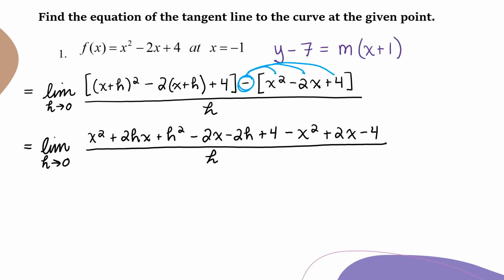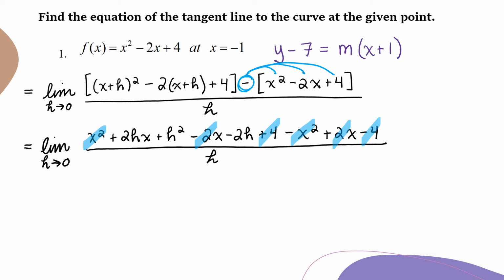And now, as will frequently happen with this process, we have a bunch of terms that we'll subtract out. So we have an x squared minus x squared, a minus 2x plus 2x, a plus 4 minus 4, which I'll subtract out to 0.